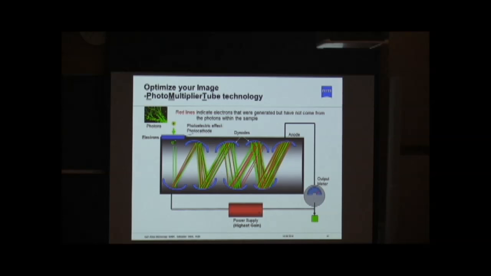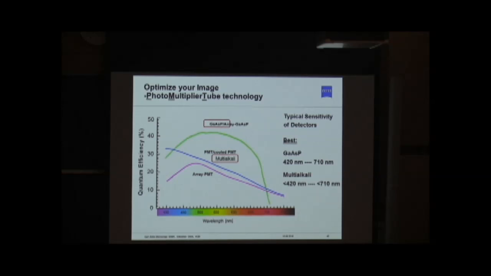So when we talk about the two different photomultiplier tubes that we have in our facility, GaAsP and the multi-alkali PMT tubes, with respect to their quantum efficiency, again, their ability to convert photons into electrons, we also find that there is some wavelength dependency. With respect to the GaAsP detector, we have a better photon conversion ability compared to the multi-alkali detector in the range from 412 nanometers to 710 nanometers. The multi-alkali detectors outperform the GaAsP detectors when it comes to wavelengths below 420 and above 710.